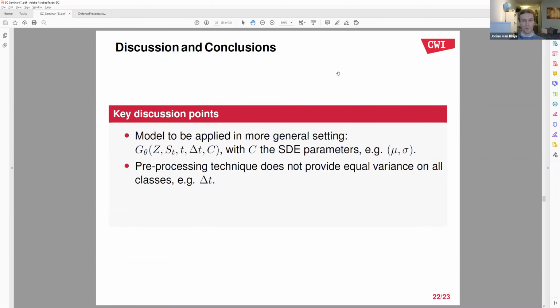Another thing is that we saw in the plots where I showed the weak and strong error that the GAN did not perform equally well for every delta t. But of course, we know that exact simulation does perform equally well for every delta t. So why is that? Well, that's because I'm not taking into account that in the training set, every subset with a different delta t has a different variance.